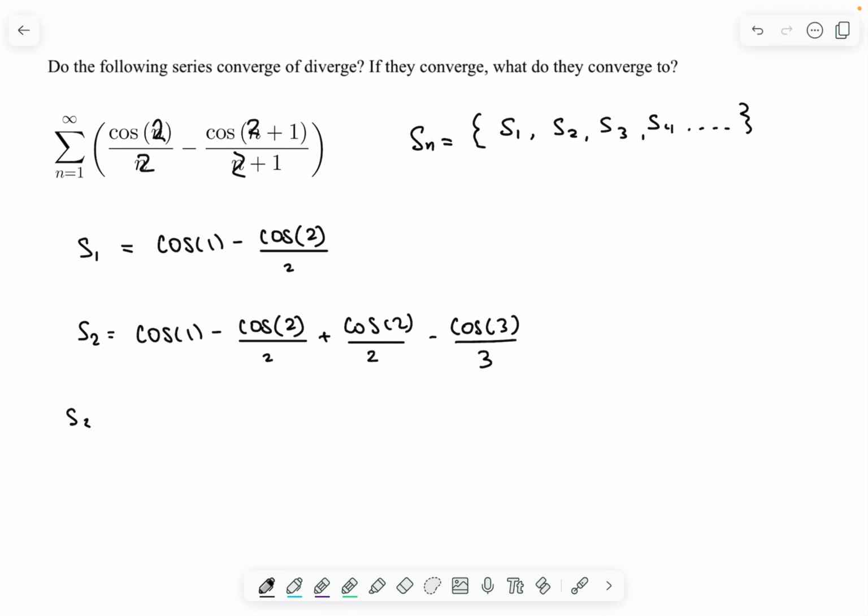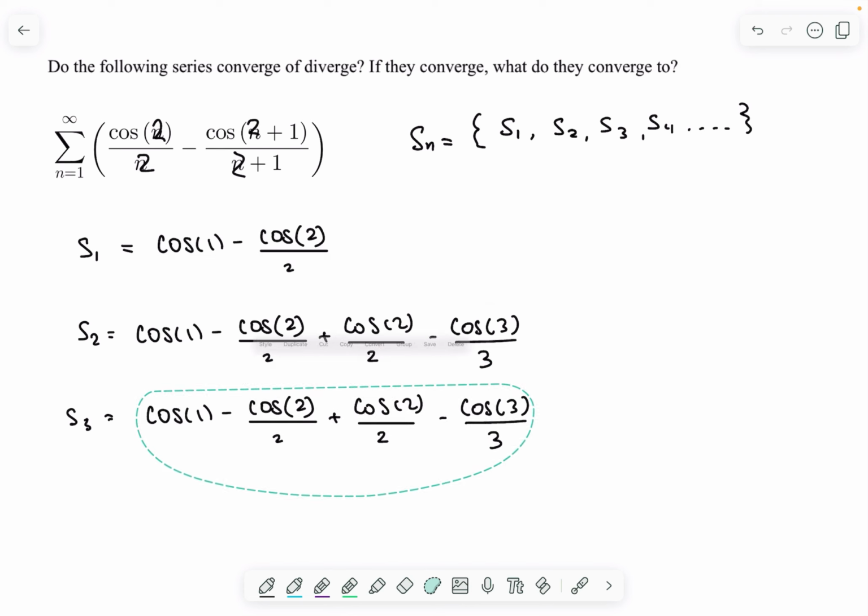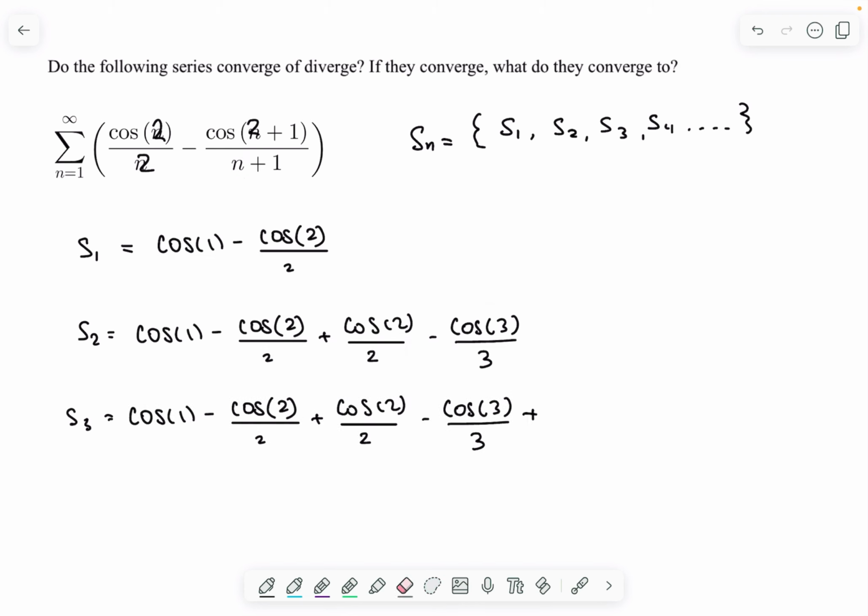And then I'm going to do S sub 3, which is the sum up until 3, so that includes the sum of 2 plus whatever I get when I plug in 3, which is cosine of 3 over 3 minus cosine of 3 plus 1, which is 4, over 3 plus 1, which is 4. And then I'm not going to do S sub 4, but you get the idea. You could just do a few, and then you'll notice a pattern.